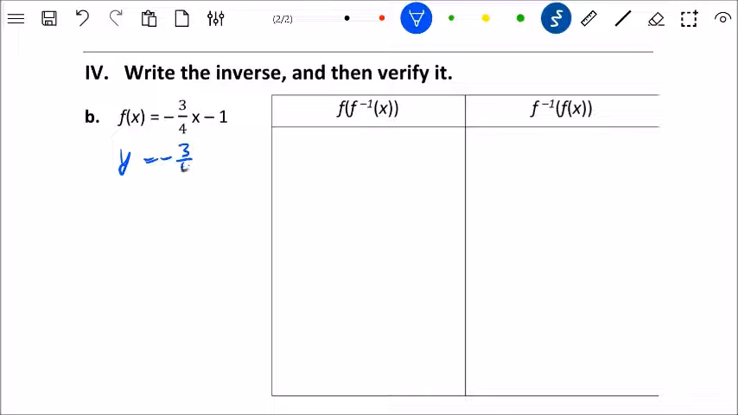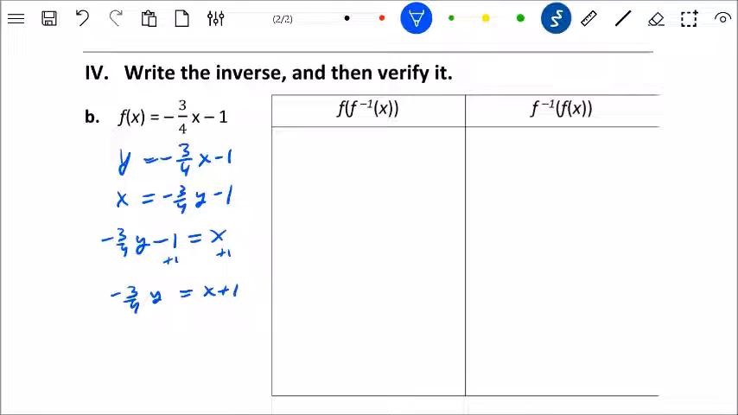So I am going to make y here. Make this clearer. Now I'm going to switch x and y. Now I'm going to solve for y, and I'm going to start by putting the side with the y on the left side. I'll add 1 to both sides. Y is equal to x plus 1.